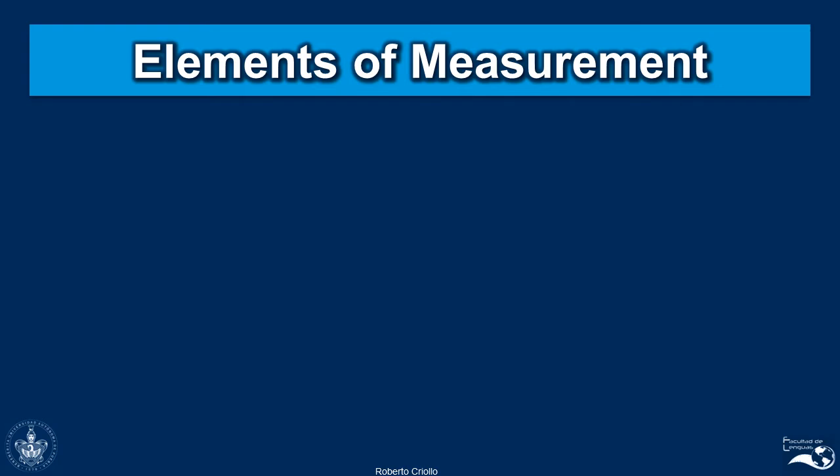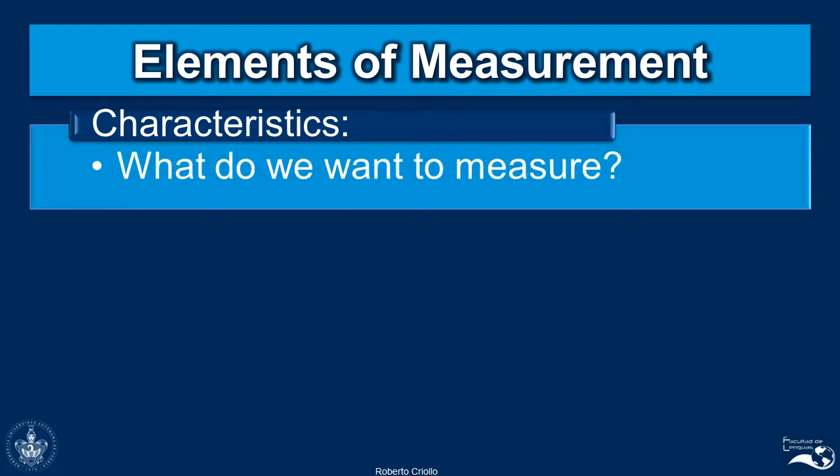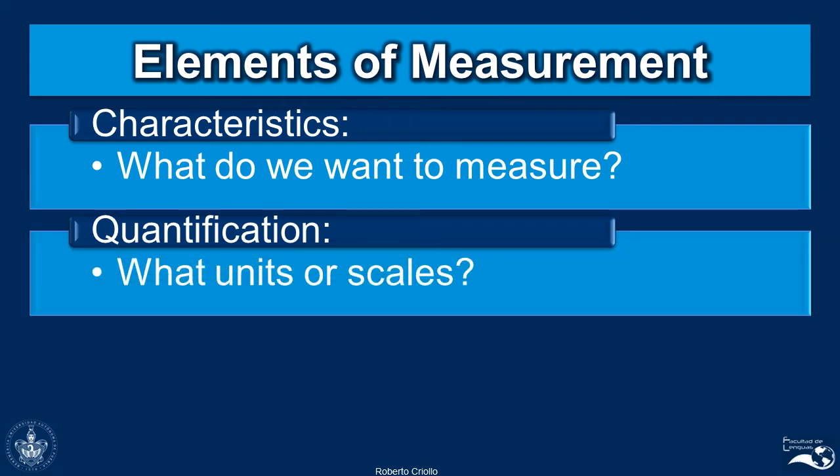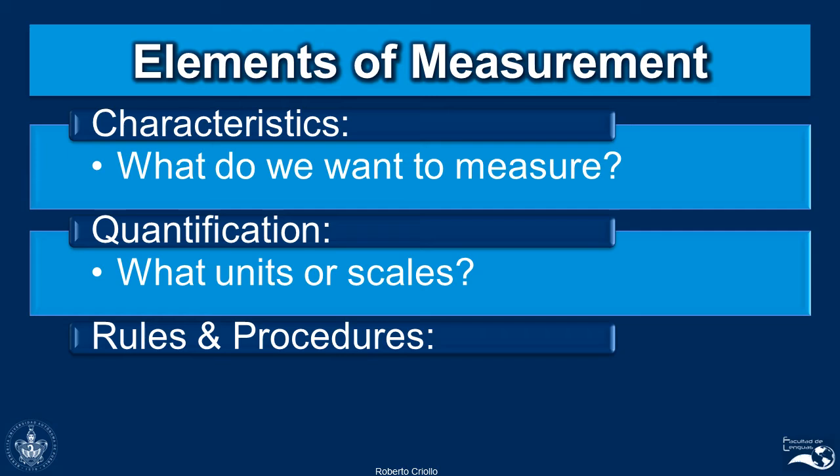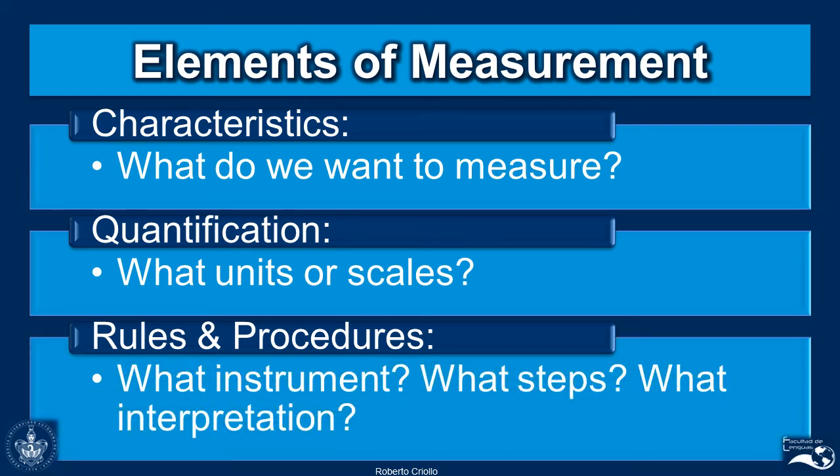So there are three important elements of measurement. First of all, the characteristics, and this has to do with the thing that we want to measure. The question is, what is the thing that we want to measure? The second element is quantification, and in this step we ask ourselves what units or scales we're going to use in order to measure the characteristic. The last element concerns the rules and procedures, because we need to make sure that we use the right instruments, that we take the right steps, and that we interpret our results in the most accurate and precise way.